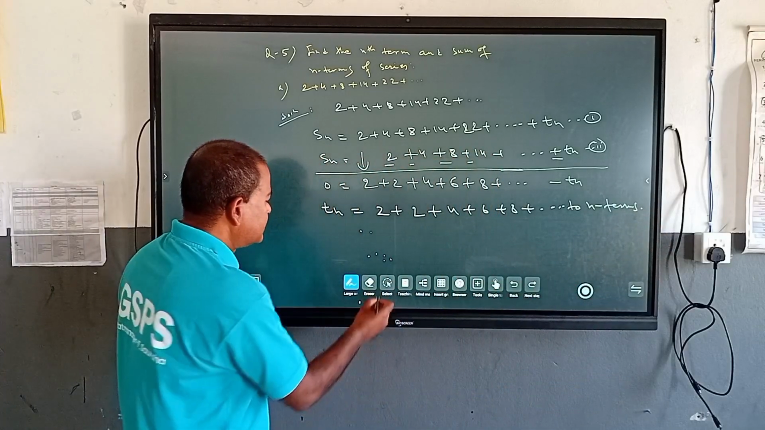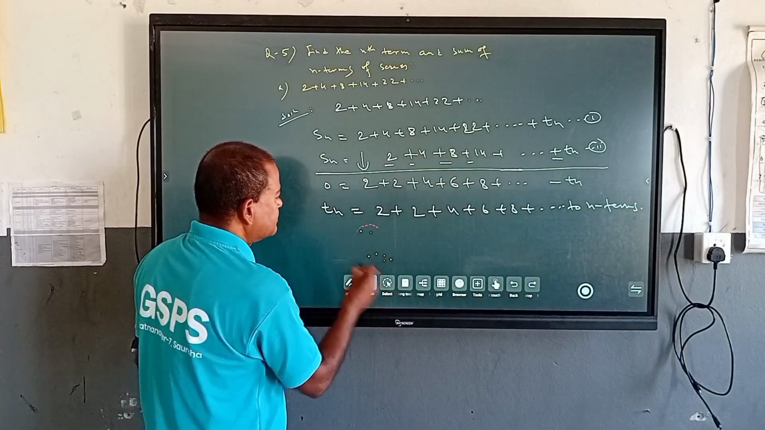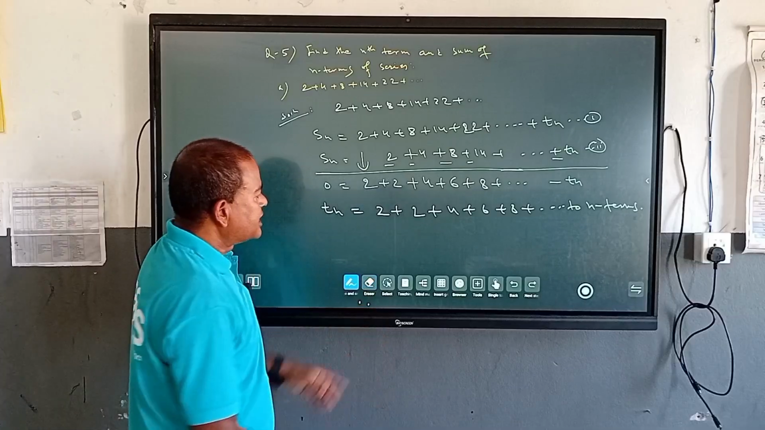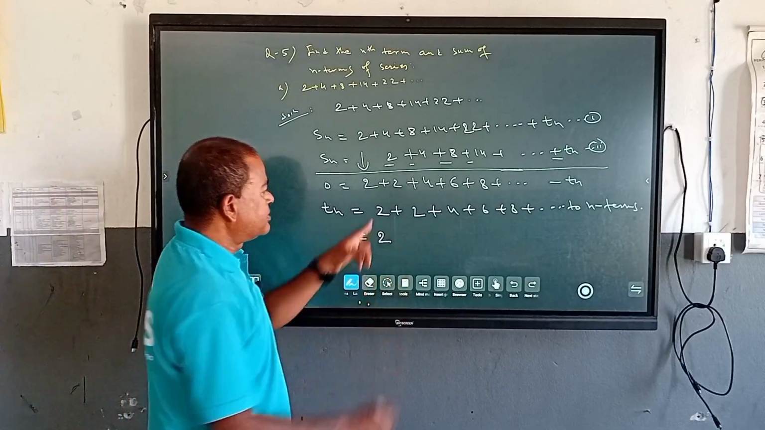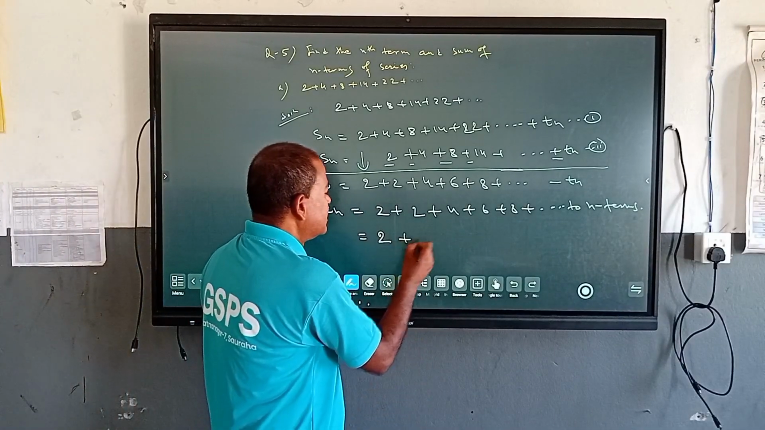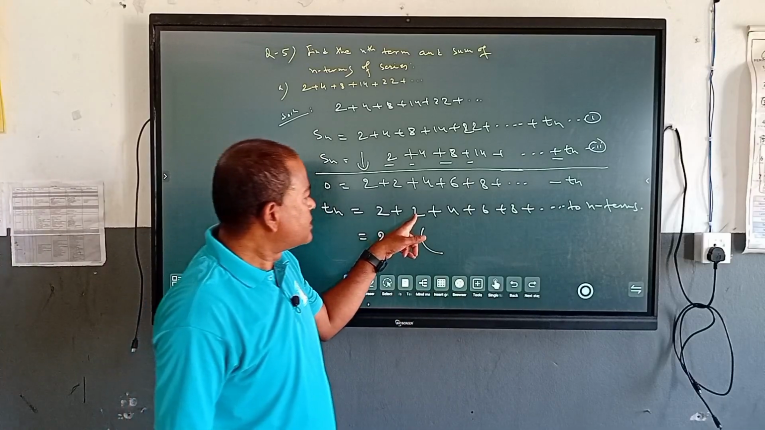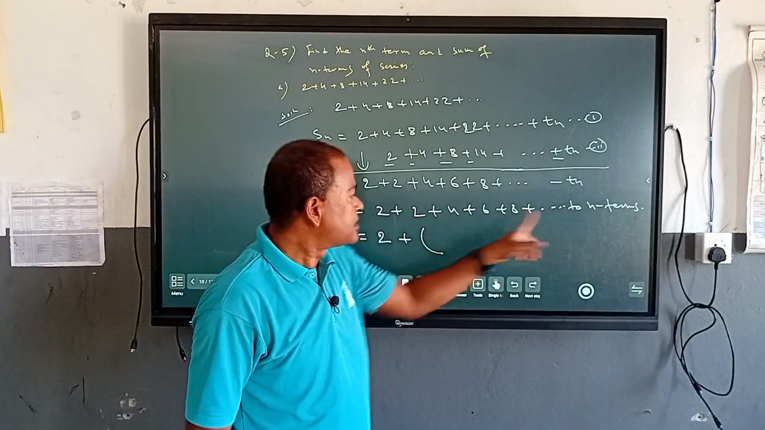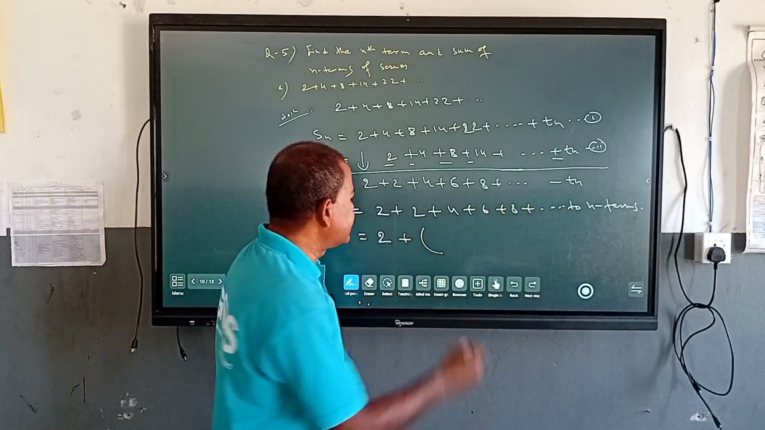Dear students, now we'll keep the first term as it is. Now we'll find out the general term of the remaining terms, 2 + 4 + 6 + 8.